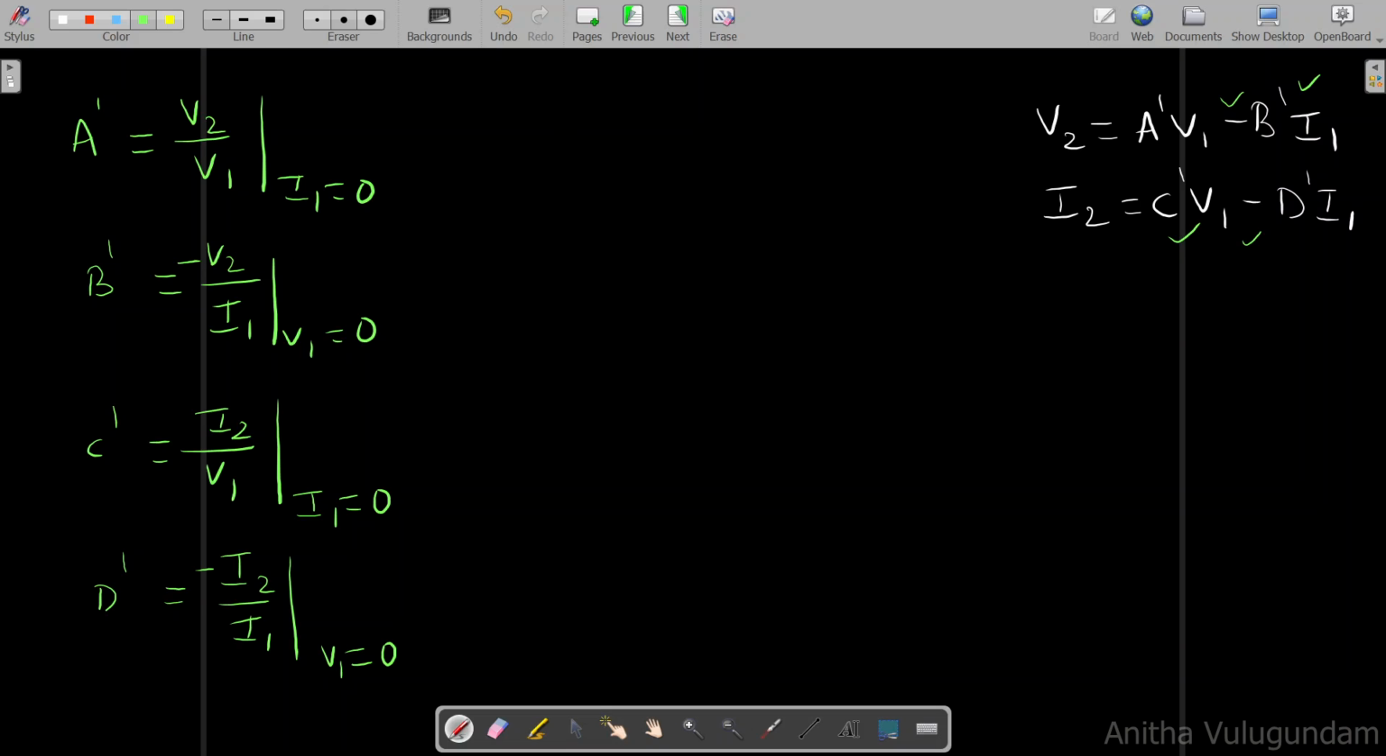Let me define each and every variable. A' equal to V2 by V1 when I1 equal to 0. The I1 equal to 0 condition means we should replace it with the words open circuit. And look at the ratio. It is port 2 variable to port 1 variable ratio, so it is considered as forward. And here the ratio is V by V, so it is a voltage gain. A' is defined as open circuit forward voltage gain.